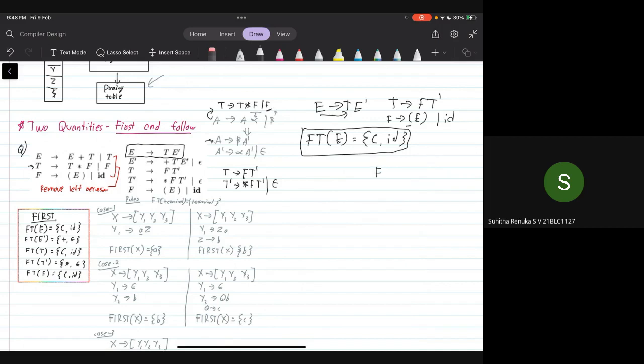If you see the grammar, F goes to this, and F also goes to ID. This is the same thing as this. So you have to get the first terminal symbol. Here, this is a separate symbol, this is a separate symbol, this is a separate symbol. So the first symbol that occurs when you go inside F is the opening bracket.